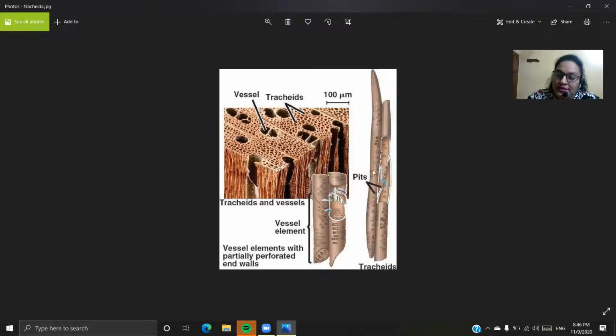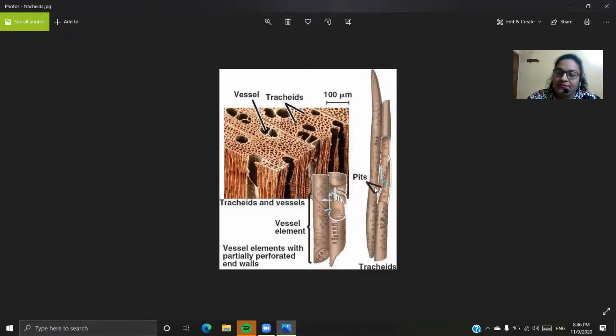The whole single long tube cell with the tapering ends is a single tracheid that you can see. And these patterns that you can see are there because when the secondary wall develops, the thickening or the lignification has some patterns. The patterns may be annular, reticulate, or it might have pits. These are the pits present on the lateral walls of these tracheids.